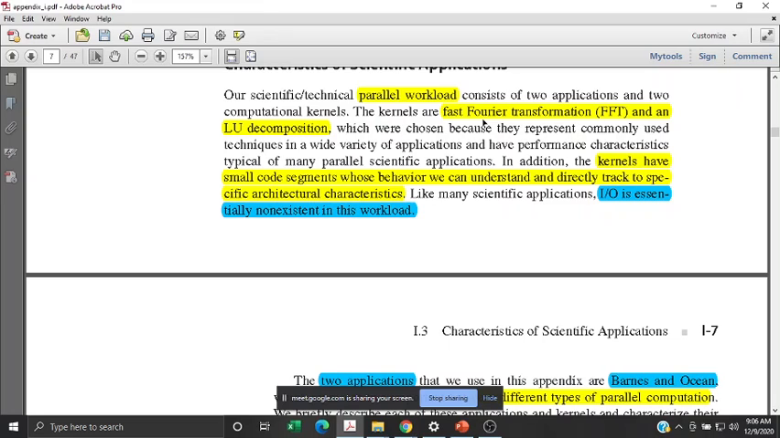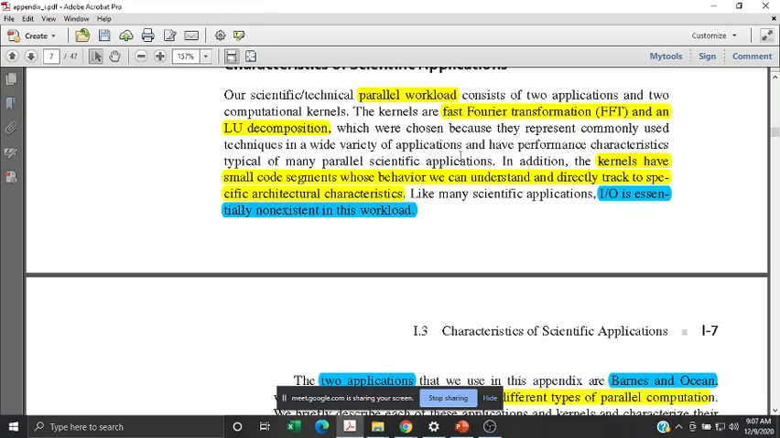Kernels are the small pieces of code with which the applications are developed. Two famous kernels are considered. One is FFT, the fast Fourier transform. Another is LU decomposition, which stands for lower and upper decomposition. There is a factorization or decomposition with respect to given frames, with respect to the number of data points that can be considered for parallelism.